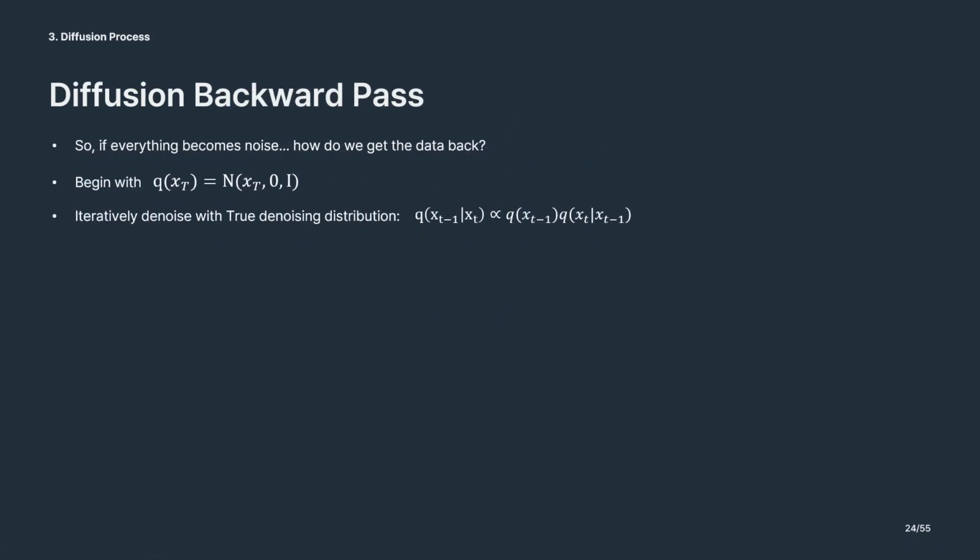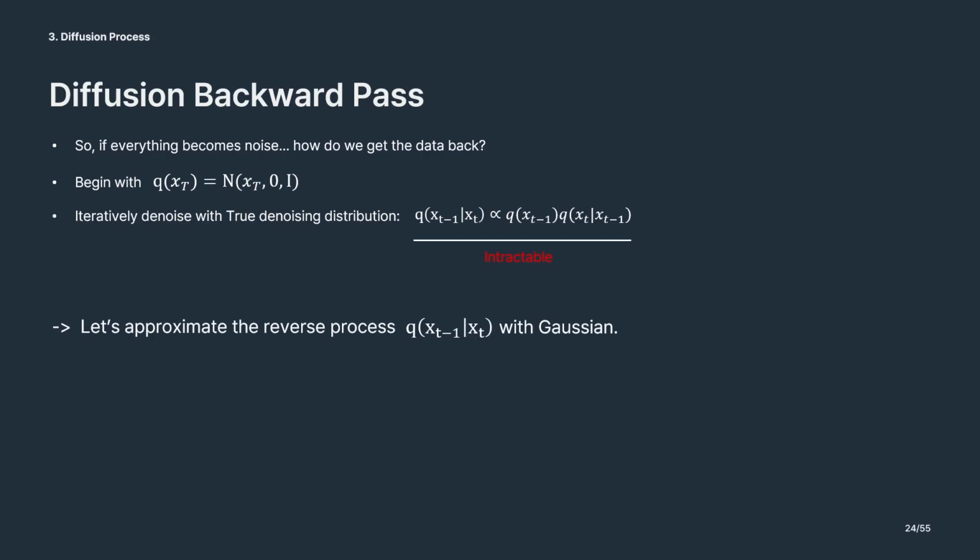So far, we've seen how the forward process adds noise and turns data into pure Gaussian noise. Now, the question is, how do we get the data back? The reverse process needs to undo the corruption step by step, denoising at each time step to recover the original input. In theory, this involves computing the true reverse transition, q(x_{t-1} given x_t). But this is intractable in practice due to the unknown data distribution. So instead, we approximate the reverse process with a Gaussian distribution, which our model learns to predict.